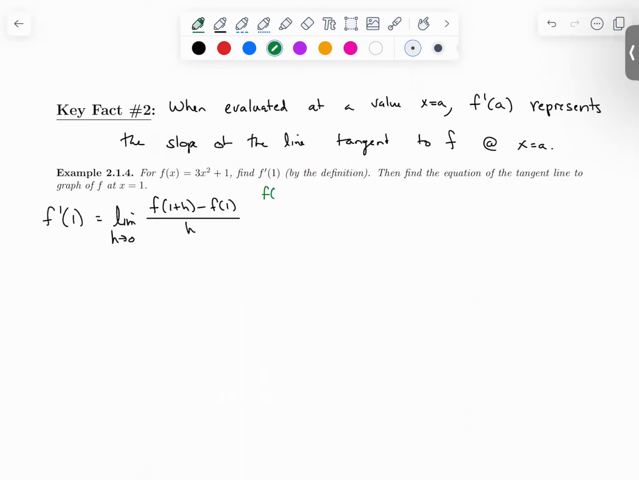And off on the side, f of 1 plus h is 3 times the quantity 1 plus h squared plus 1, which if you finish that, that'll be 3 plus 6h plus 3h squared plus 1. So that's really 3h squared plus 6h plus 4. And then f of 1 is 3 times 1 squared plus 1, which is 4.